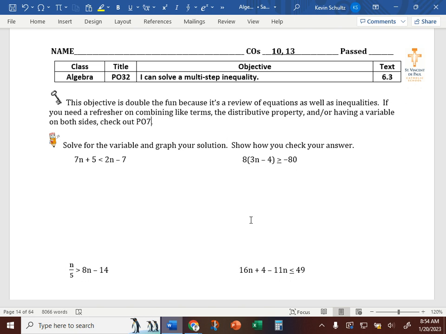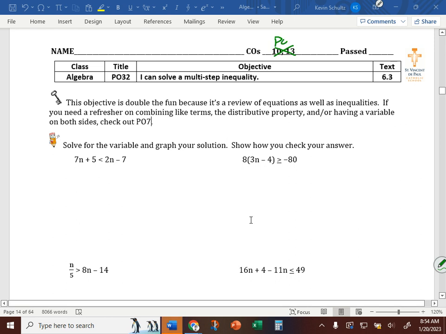What do the COs 10 and 13 mean? These are our prior objectives we've done that apply to this. It should actually be PO6 and PO7, but when I changed the order and the way I taught things, sometimes I forget to change that as well, and it's one of those times. But those are previous objectives you could look at for assistance in solving multi-step inequalities. So let's just dive right in.